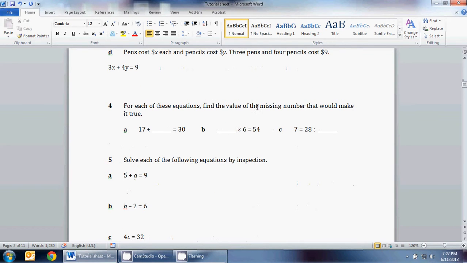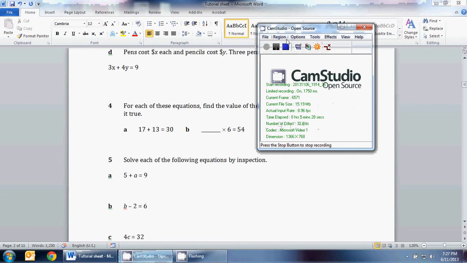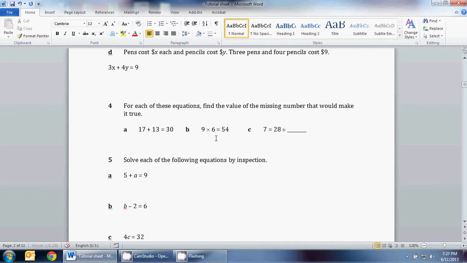Okay, for each of these equations, find the value of the missing number that would make it true. 17 plus something is 30. Alright, so 13. Something times 6 is 54. Alright, what times 6 is 54? Nine times 6 is 54, of course. And 7 equals 28 divided by something. Okay, 28 divided by something. And we've got 4. Okay, so all of those, very straightforward. I'd imagine that none of you have too much of a problem with that.